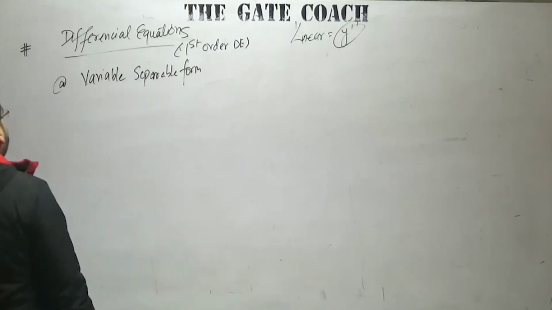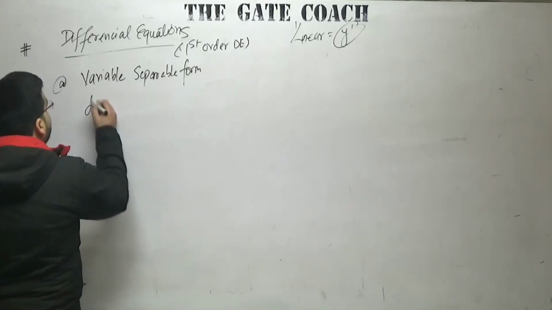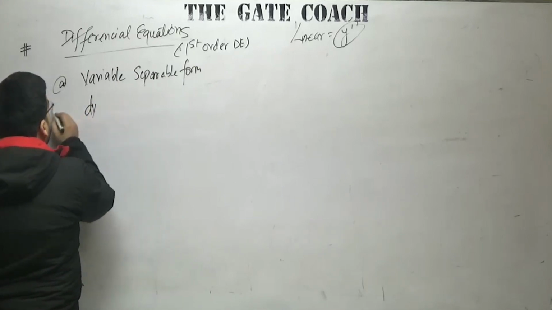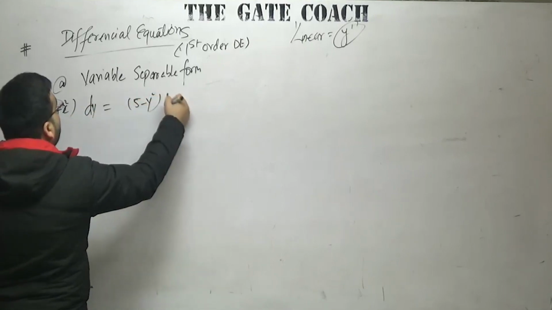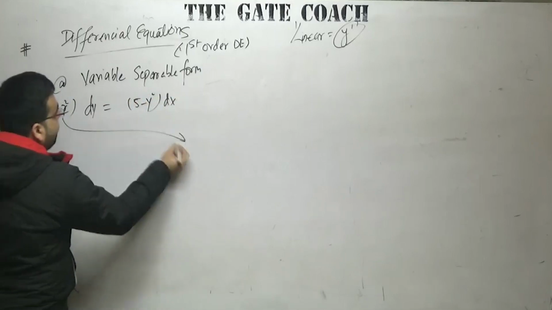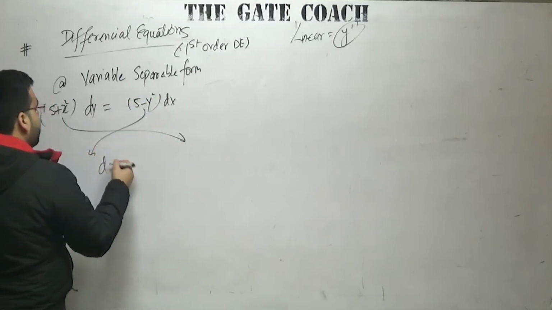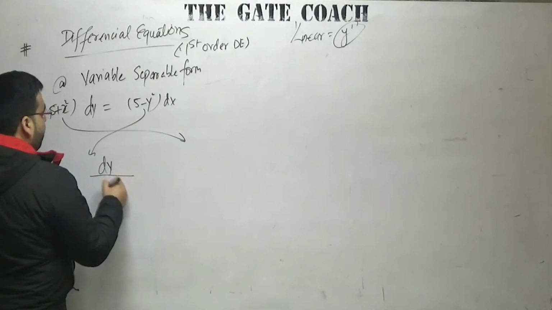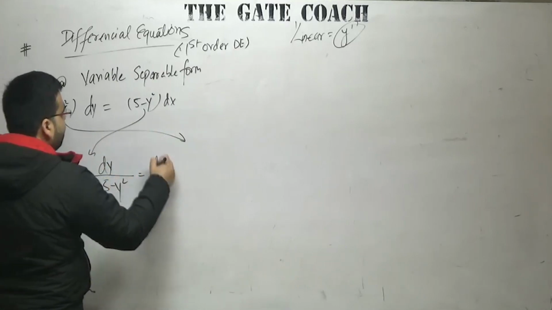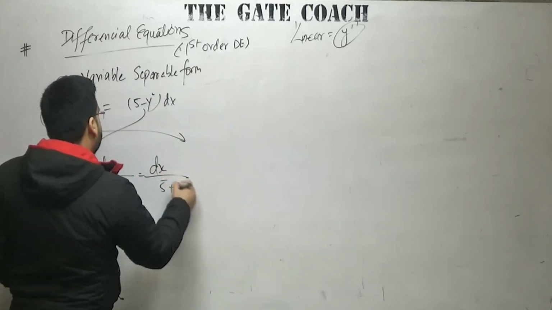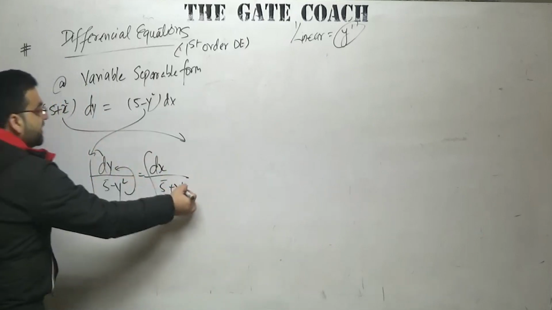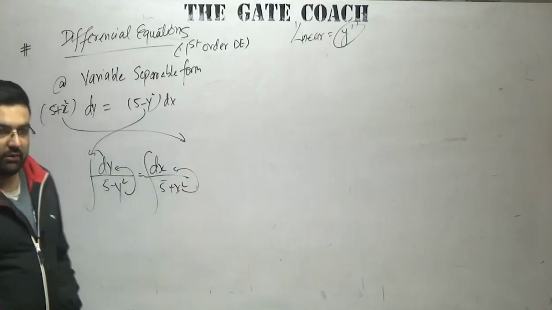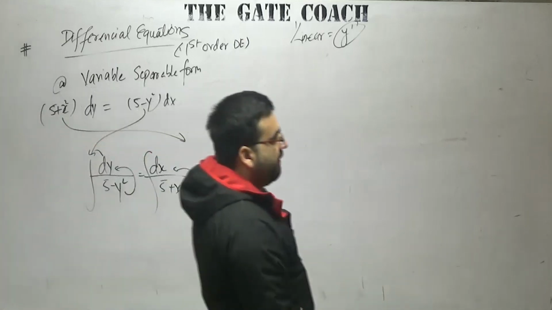Variable separable form. In variable separable form, what we do is, for example, you have this equation: dy into 5 plus x square is equal to 5 minus y square dx. So you take this x here, and you take this y here. You will be getting dy upon 5 minus y square is equal to dx upon 5 plus x square. You do the integration, because now the y term is with this, and the x term is with this. This type of form is called the variable separable form. Very simple.